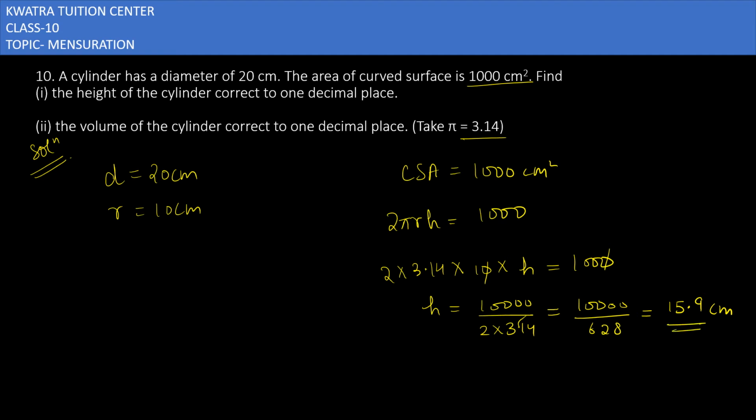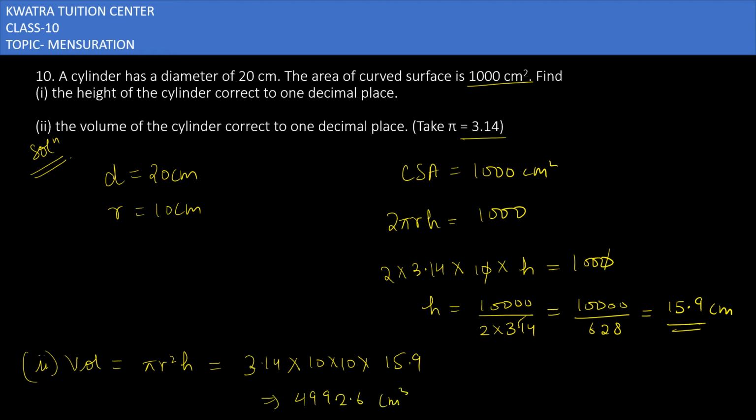So this is coming. Second, देख लो volume of cylinder. So volume is pi r square h. Pi will be 3.14. R square will be 10 into 10, and then h will be 15.9. You can multiply all these. You will get the answer as 4,992.6 centimeter cube. Yeah, this is the answer for the 10th one. Now moving to the 11th one.